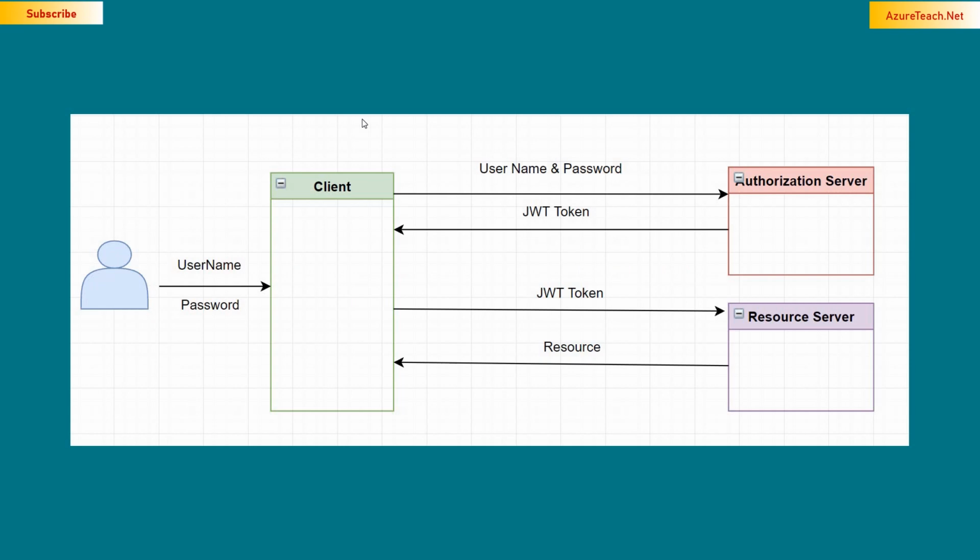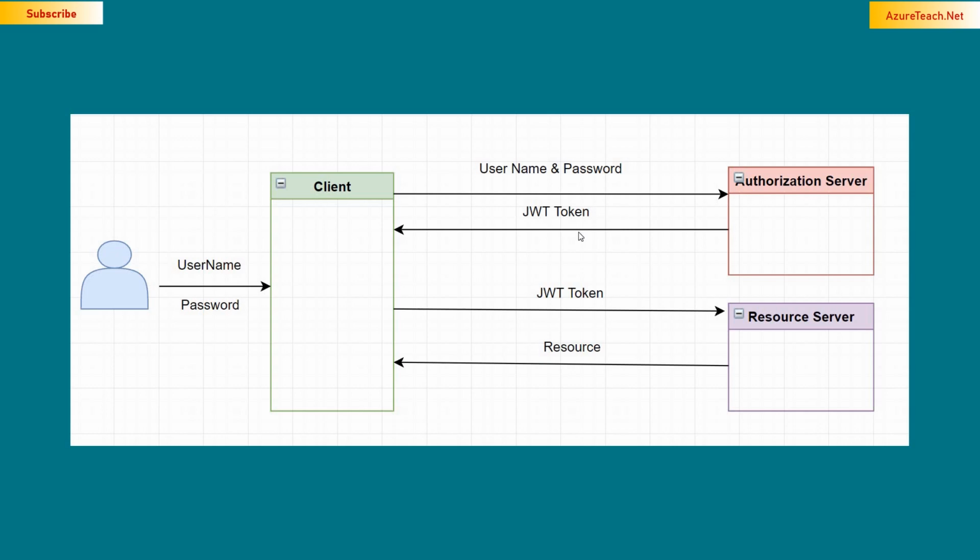It is very easy to understand token-based authentication. Here, the user provides username and password to the client application. The client application sends the username and password to the authorization server. The authorization server validates the username and password and returns a JWT token.